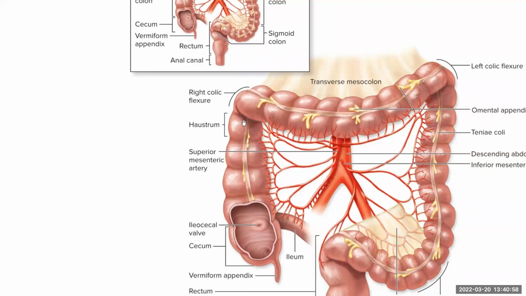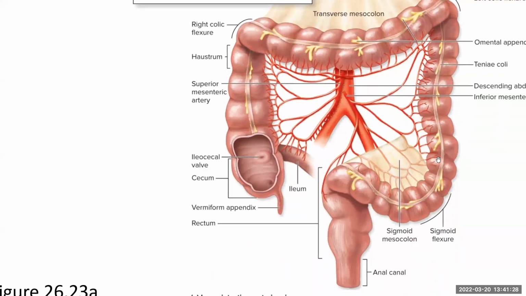Then we have our right colic flexure, or hepatic flexure, which takes a 90-degree turn, and then moves from the right side of your body to the left side of your body. That's the transverse colon. That is going to be intraperitoneal. Then that takes a 90-degree turn at the left colic flexure, or splenic flexure. And then it forms the descending colon, moving inferiorly down towards your left hip. And that is another retroperitoneal structure.